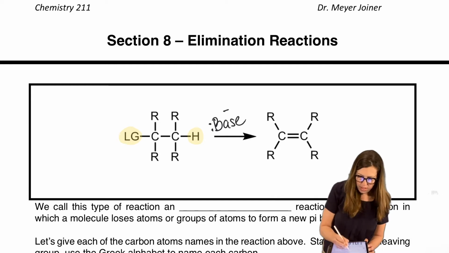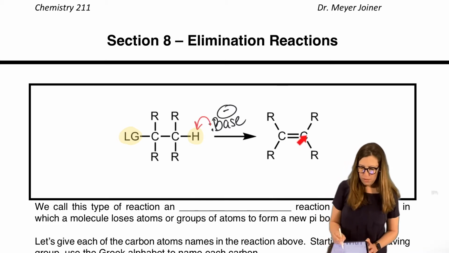So let's put a lone pair there. Let's even make it negatively charged. So what it's going to do is it's going to take that H. So that'll explain why this carbon's missing its H.